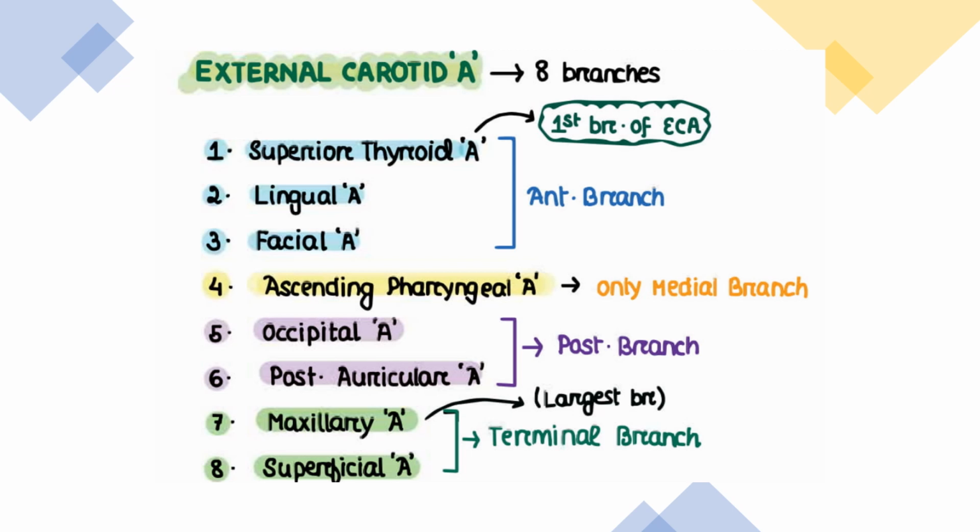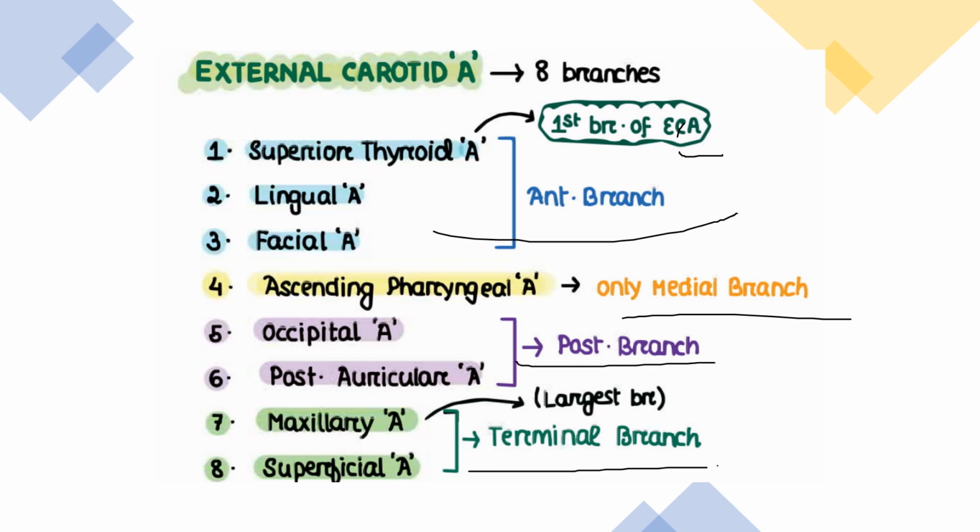The branches are divided into the anterior branch, then the middle branch, then the posterior branch, and then the terminal branch. So we have 4 groups of branches of this external carotid artery. First, the anterior branch has 3 arteries: superior thyroid artery, lingual artery, and the facial artery. We are going to discuss only the facial artery in this lecture. So these are the 3 arteries of the anterior branch of the external carotid artery. Now the middle branch.